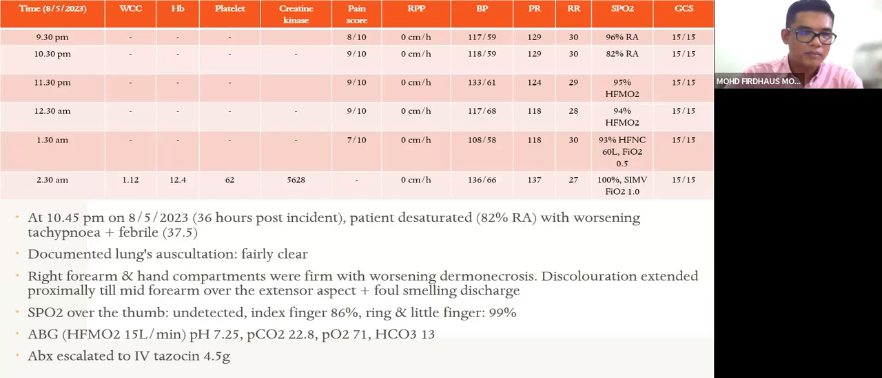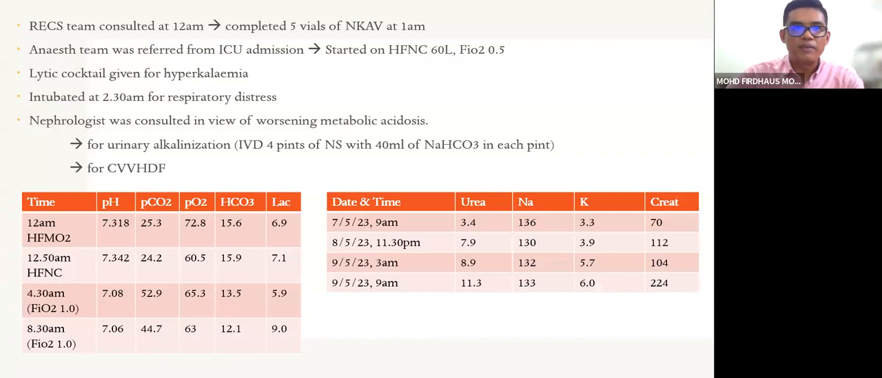Rex team was consulted again at 12 midnight. So patient was given the fourth dose of NKAV, of which the five vials of NKAV was completed at 1 a.m. NS team was referred for ICU admission, and patient was subsequently started on HFNC 60 liter per minute with FiO2 0.5. Given the worsening renal profile and hyperkalemia of potassium 5.7, he was given lytic cocktail, and patient was subsequently intubated at 2:30 a.m.